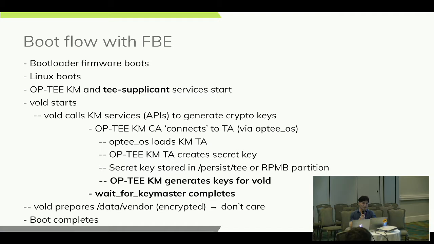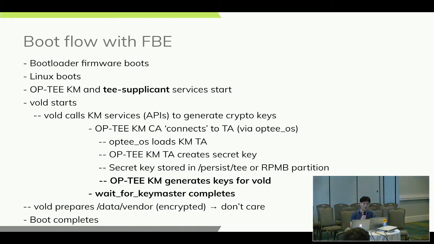And then finally, we see the boot flow where everything is fixed and runs properly. Firmware starts, Linux boots, and then the OptiKeymaster and T supplicant services start. Then Vol starts, and Vol calls the Keymaster service to generate the keys. Now the OptiKeymaster CA connects to the TA.